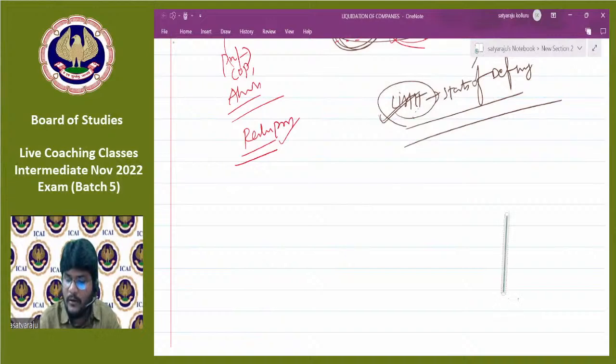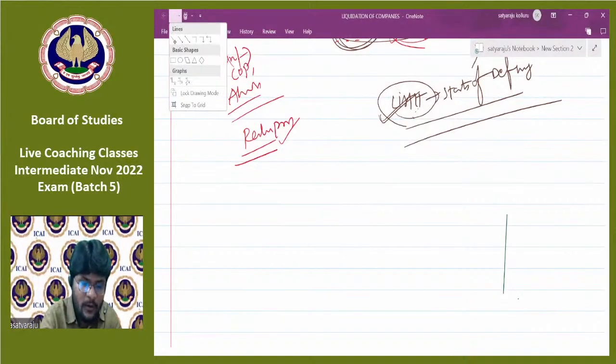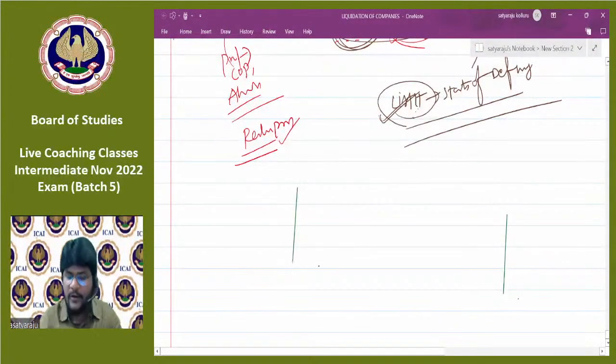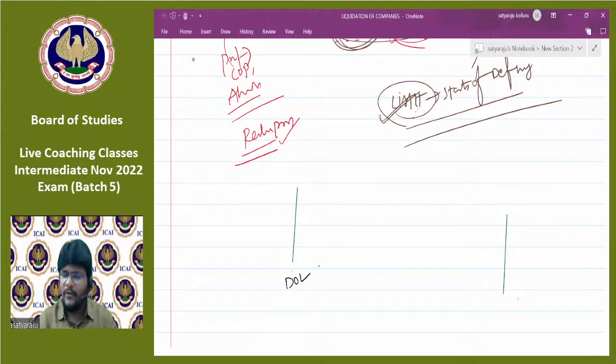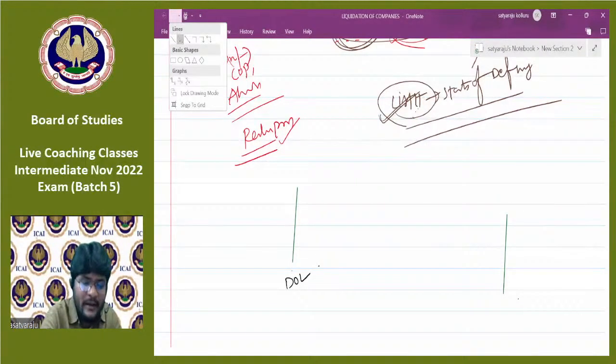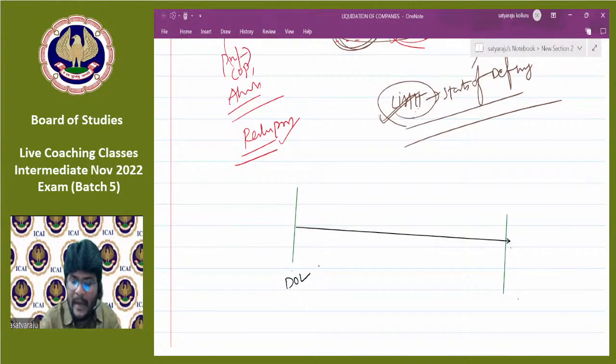One cutoff date before the date of liquidation. For example, if this is the date of liquidation or date of completion of the liquidation, whatever the case may be, at least you can consider 3 years back.